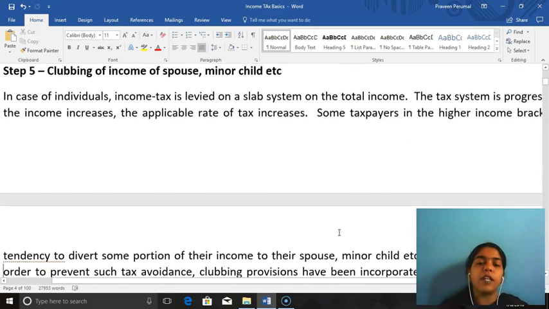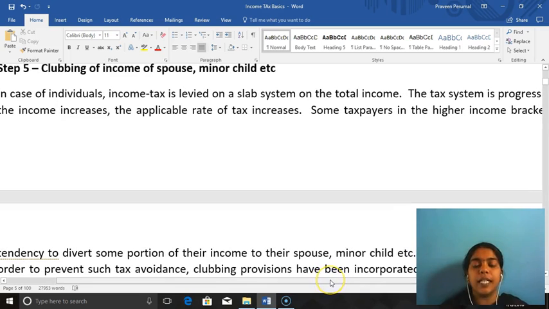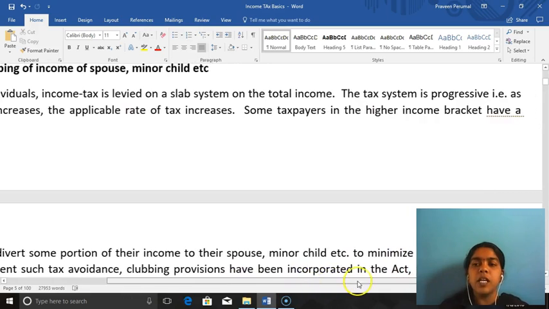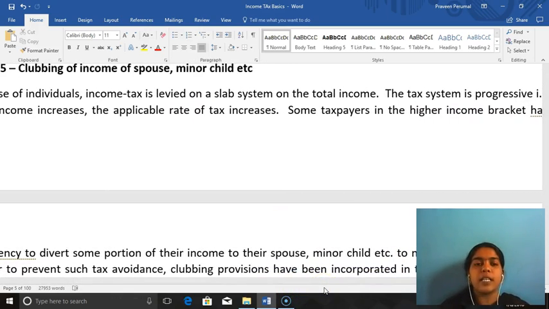Next, clubbing of income of a spouse, minor child, etc. For example, in case of individuals, income tax is levied on a slab system on the total income. So we know that income tax is based on slabs. There is a specified basic limit up to which the income is exempt. Above that, it comes on a slab basis. So the tax system is progressive in nature. That is, as the income increases, the applicable rate of tax increases.